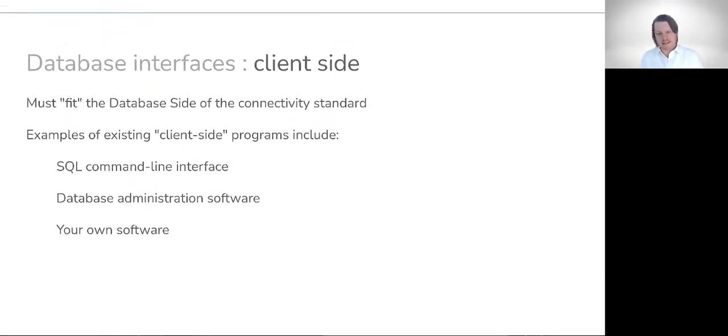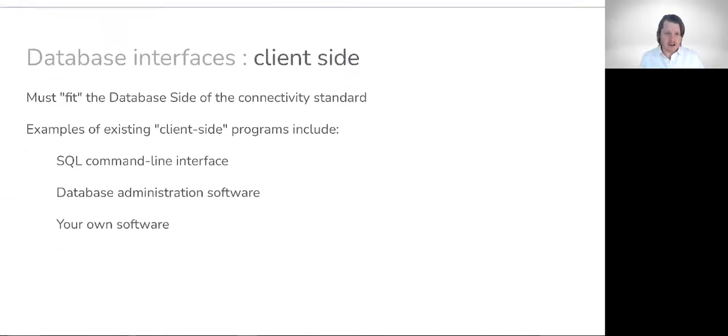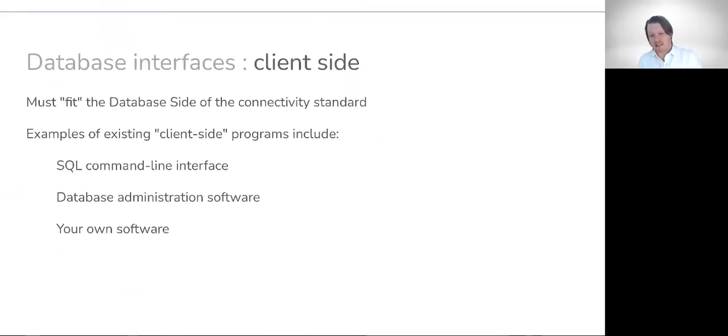Now on the client side, essentially it must be communicating with the database through the same kind of standard for connectivity. Examples of existing client-side programs, again, we've gone through this, but the whole idea is the client is going to make requests. That could be your application, a web application, or it could be interfacing with the database directly through the command line. All of these are going to make requests.